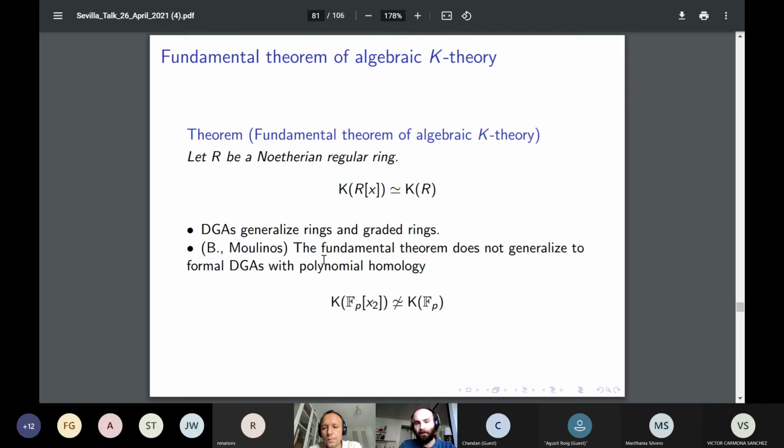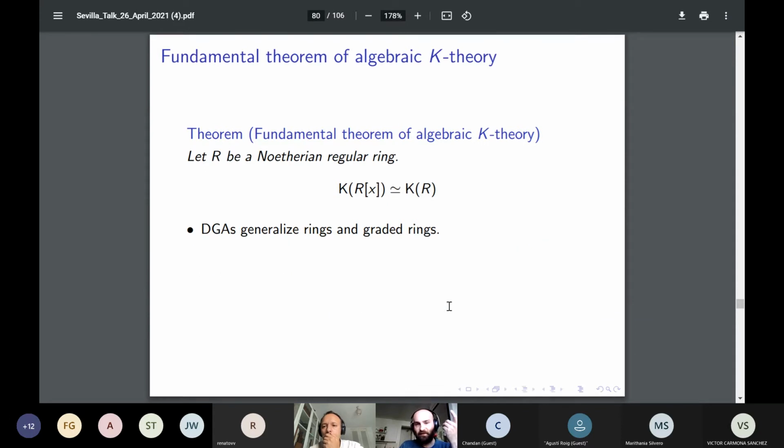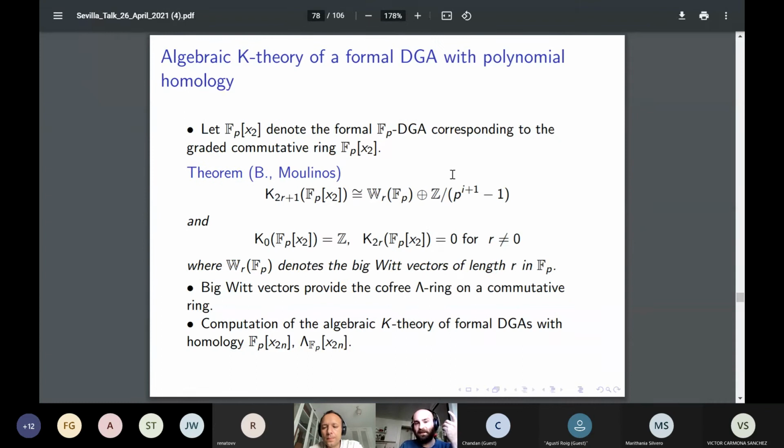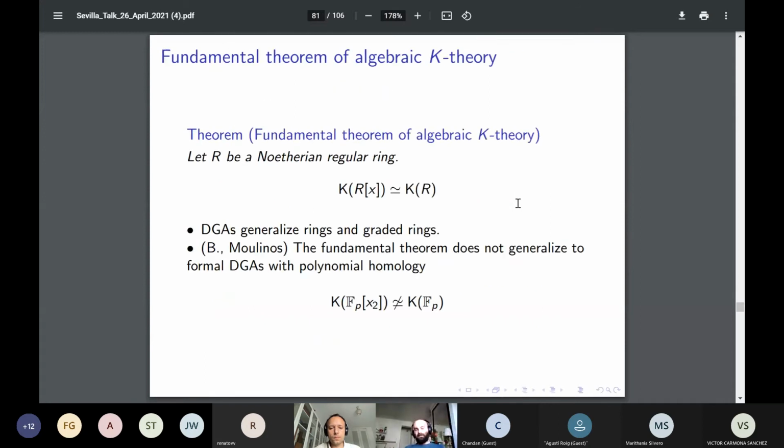So we compute the algebraic K-theory group for this DGA with polynomial homology, and we show that this is not the same as the base field. If you go back again, this is the algebraic K-theory of FP, and this is the extra part that comes in, which shows that these groups are not the same as the algebraic K-theory of FP. So this is basically showing that the fundamental theorem of algebraic K-theory does not generalize to formal DGAs with polynomial homology.